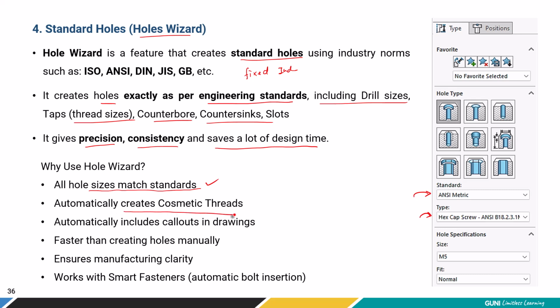Now automatically it creates the cosmetic thread. Automatically includes the call out in the drawing. This is very important. So it is faster than creating holes manually, obviously, we'll see in practice. Ensure the manufacturing clarity. Because the call out is available in the drawing, it will clearly tell you what type of hole this is and what its size is. Works with the smart fastener.